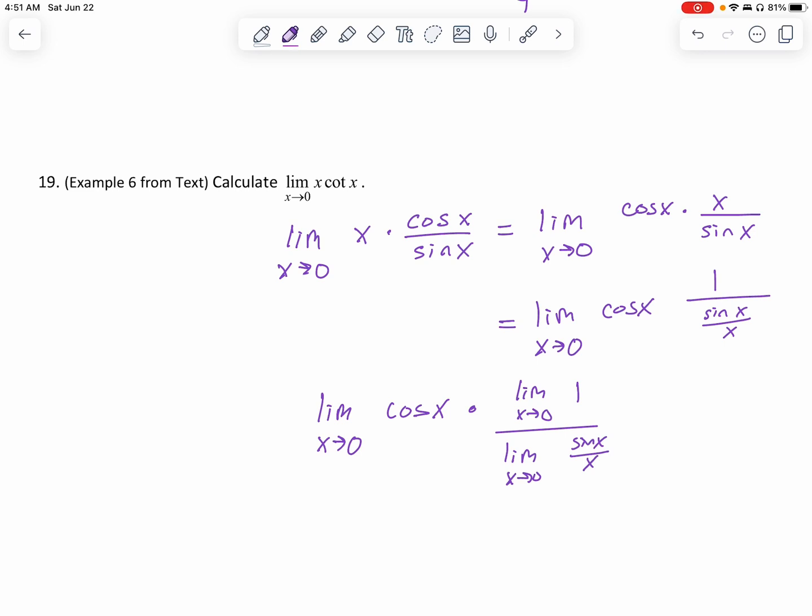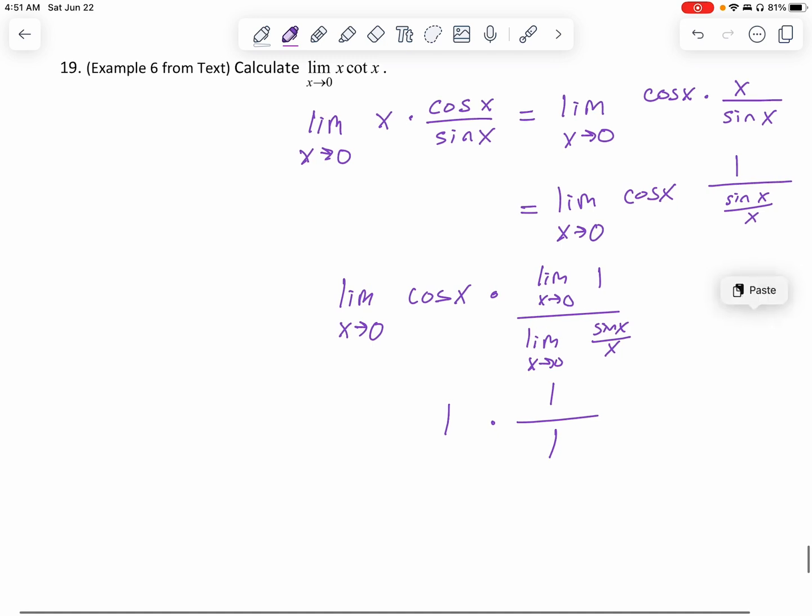So the limit as x goes to 0 of cosine of x, I can use direct substitution, put in the 0 for x, and I get 1. And then the limit of 1 is just 1. And the limit of sine of x over x, we know is 1 from our original identity. So that gives me 1 times 1, which equals 1.